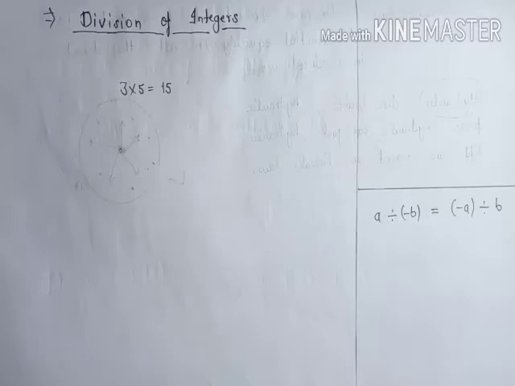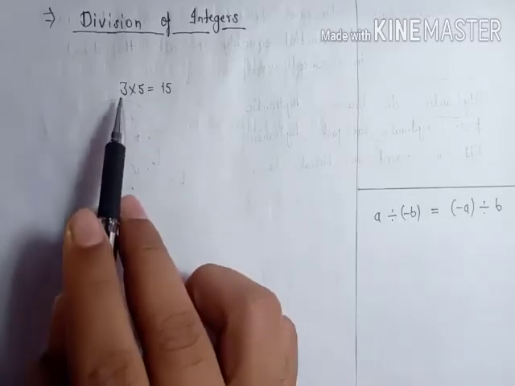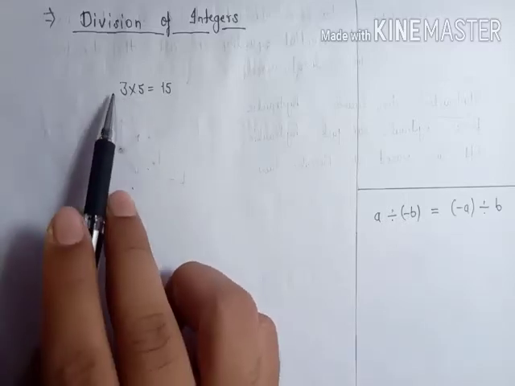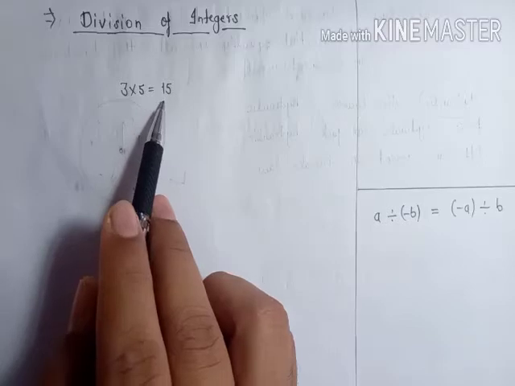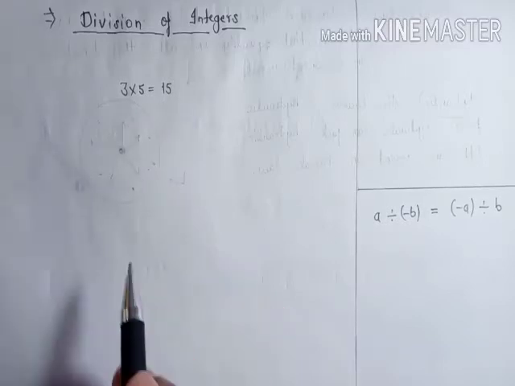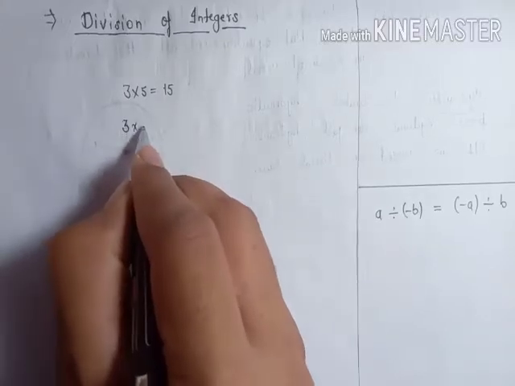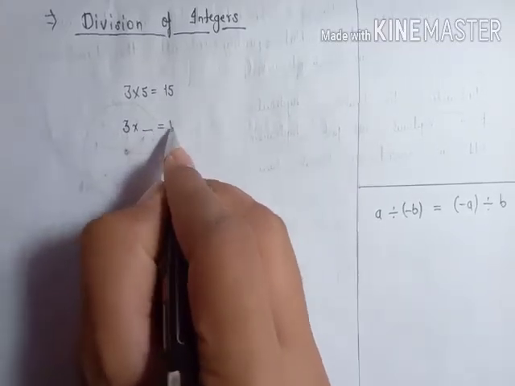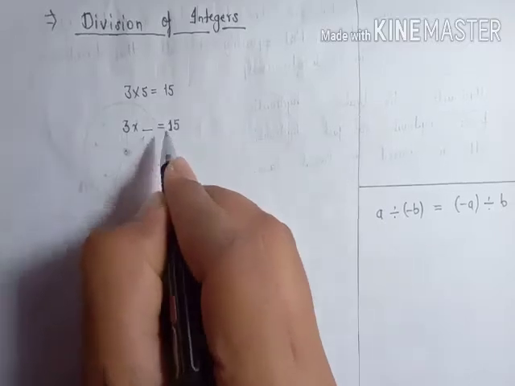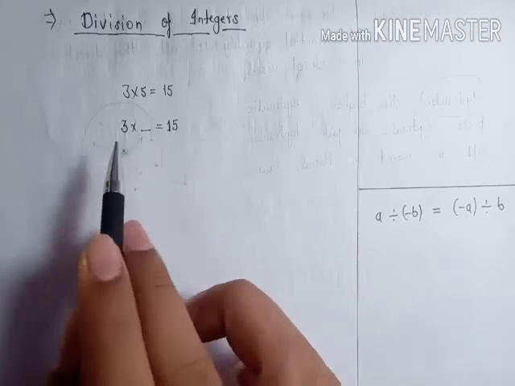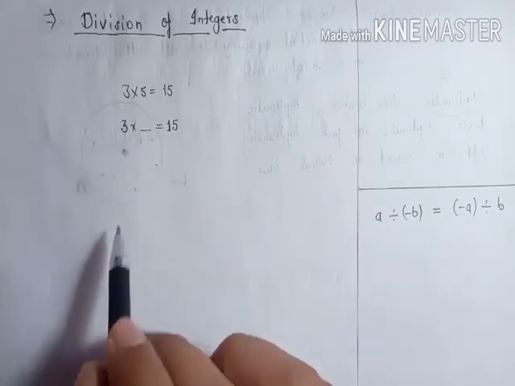We have two positive integers 3 and 5, and the multiplication of 3 and 5 gives 15. What if I write 3 times something, nothing is written here, is equal to 15? How will you get your answer? In that case you will divide this 15 by 3 and you will get your answer.